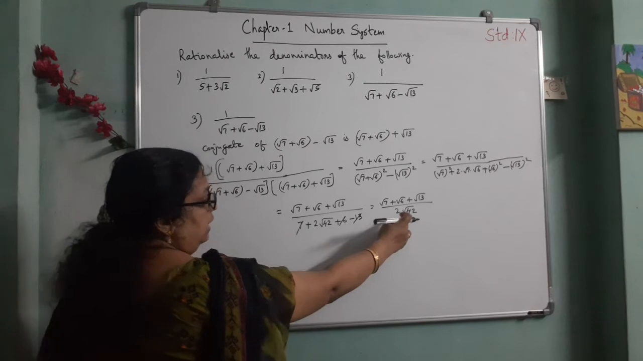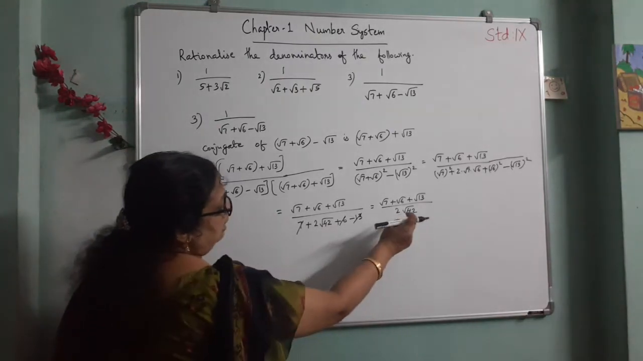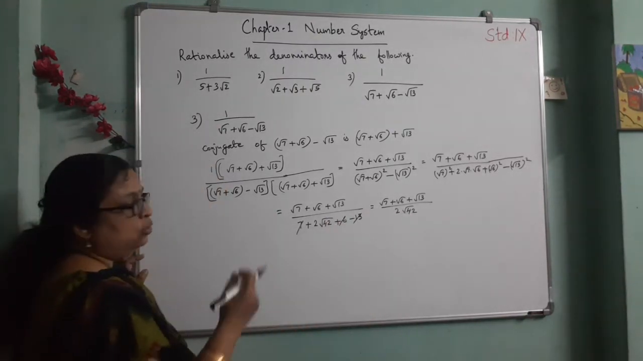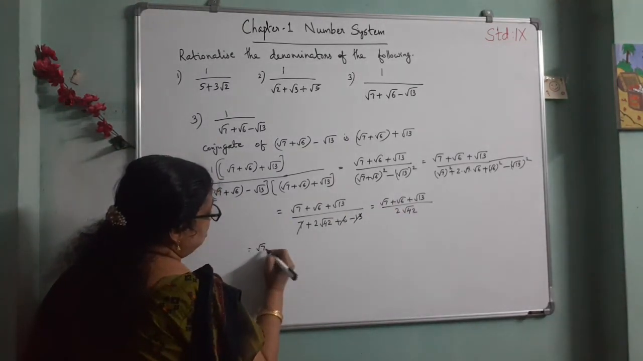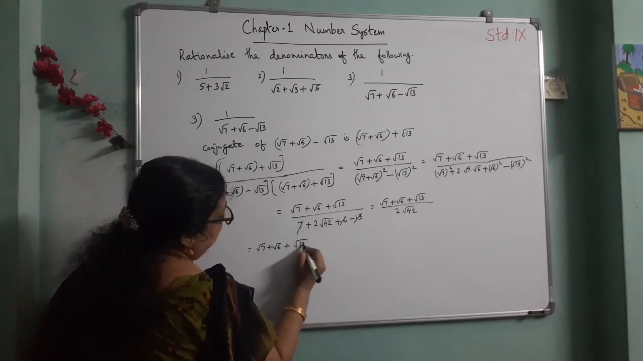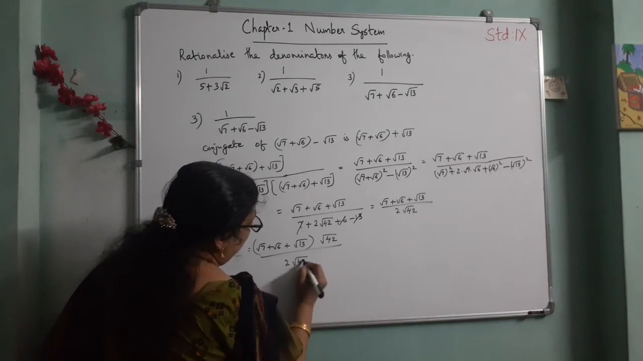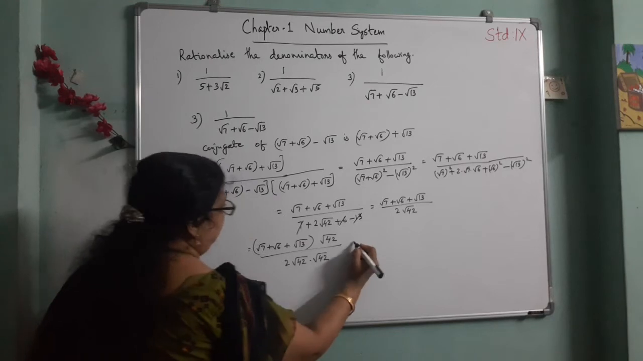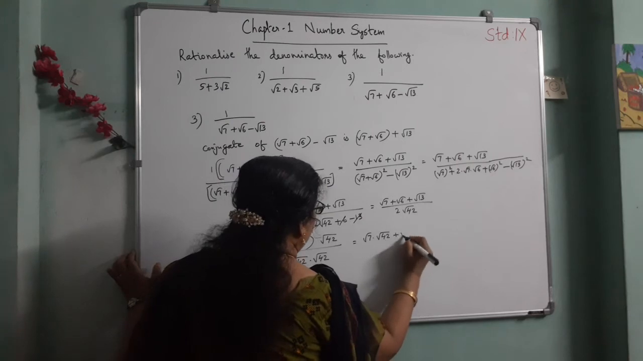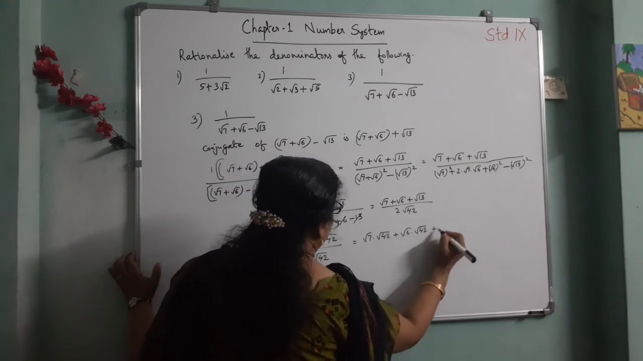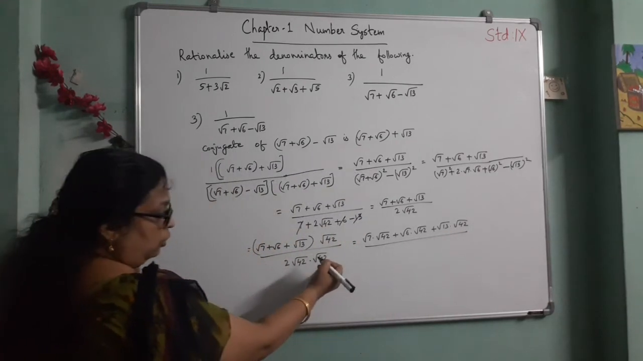Now the denominator also contains a radical, so again we want to rationalize this denominator. The rationalizing factor is root 42. So both numerator and denominator we multiply with root 42, that is equal to root 7 plus root 6 plus root 13 into root 42 divided by 2 root 42 into root 42. Here, bracket opening, root 7 into root 42 plus root 6 into root 42 plus root 13 into root 42, the whole divided by root 42 into root 42, 42.